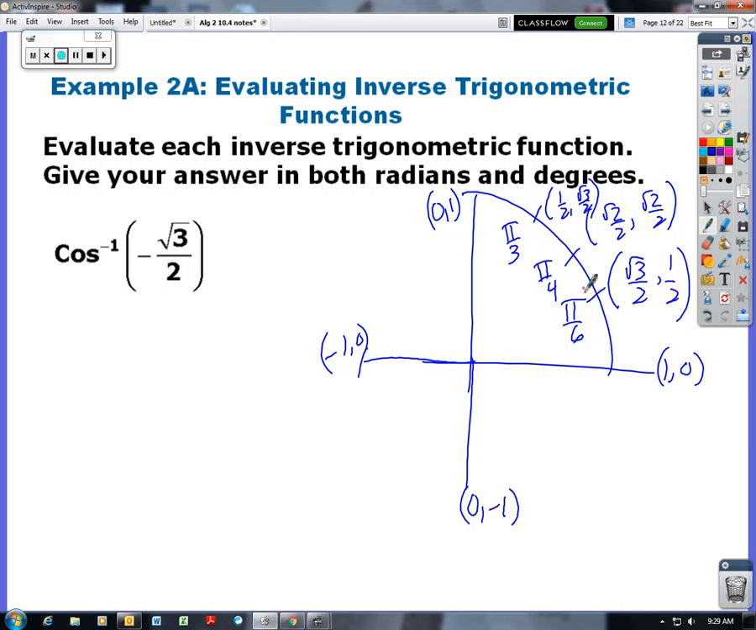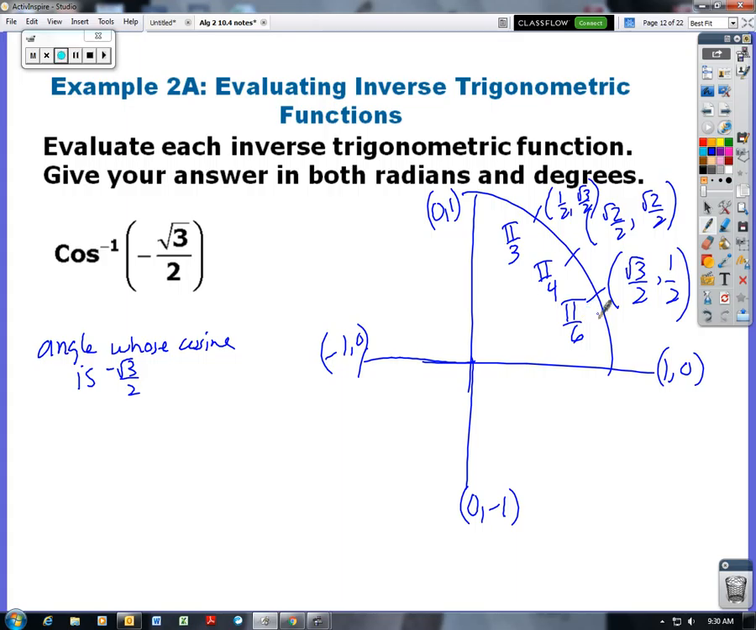So, arc cosine, we want the angle whose cosine is negative root 3 over 2. My goodness, we just did this earlier. So we want the angle, again, I don't mind writing this out again, whose cosine is negative root 3 over 2. So cosine is the x. We come over here. The angle whose cosine is root 3 over 2 is pi over 6.